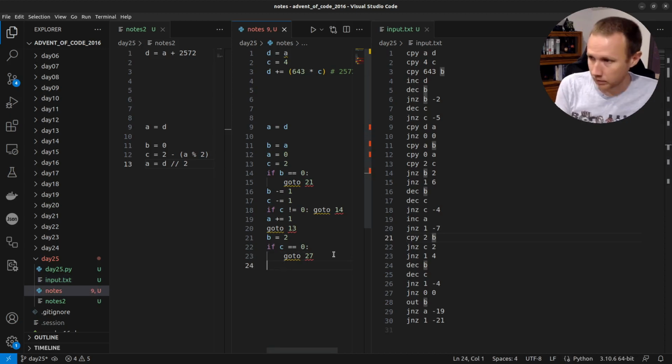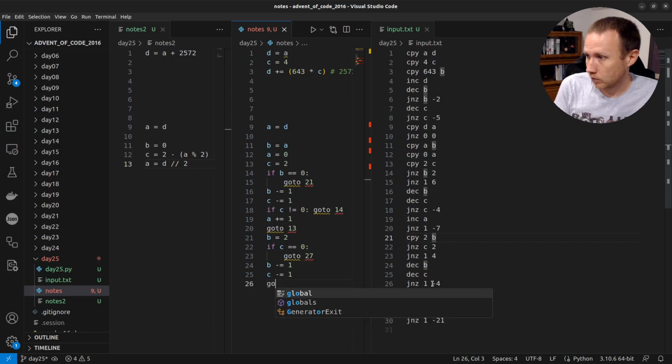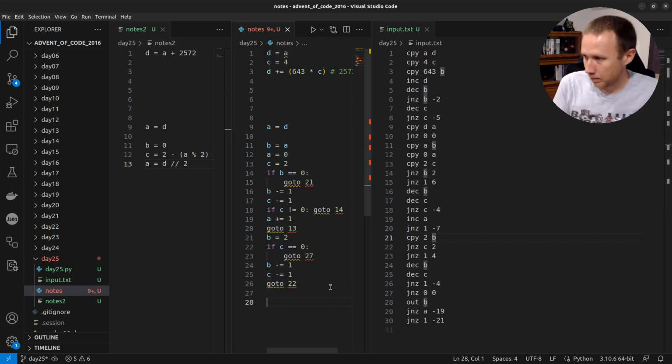Now we're going to do our same kind of B minus equals 1, C minus equals 1. Jump non-zero, definitely not going to be 0. So jump, this is going to be go to 22. Jump non-zero, 0 is a NOP. We'll say out B. And then here we say if A is non-zero, A not equal to 0, go to 10. And then we have go to 9.